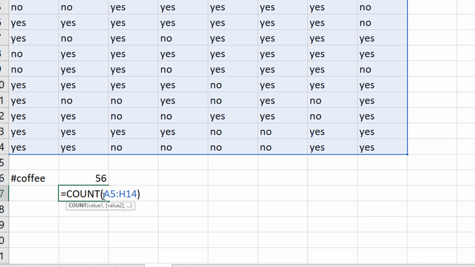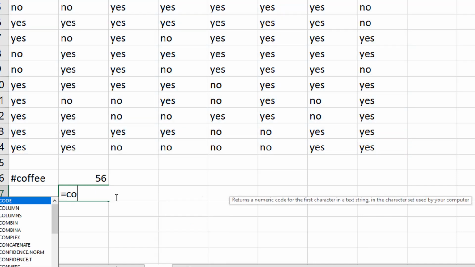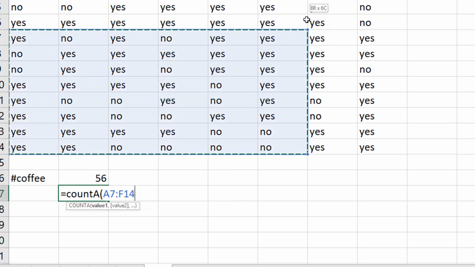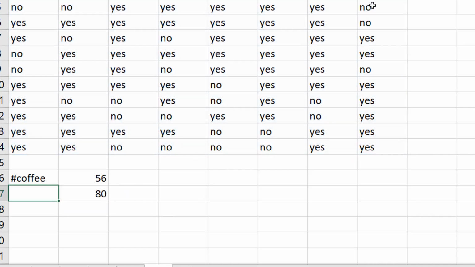Count. Oh, it would only count numbers? Oh, COUNTA, the number of cells that are not empty. Okay. COUNT by itself only counts cells that have numbers in them. 80, yeah. So this is n, sample size. P hat is going to be 56 divided by 80.